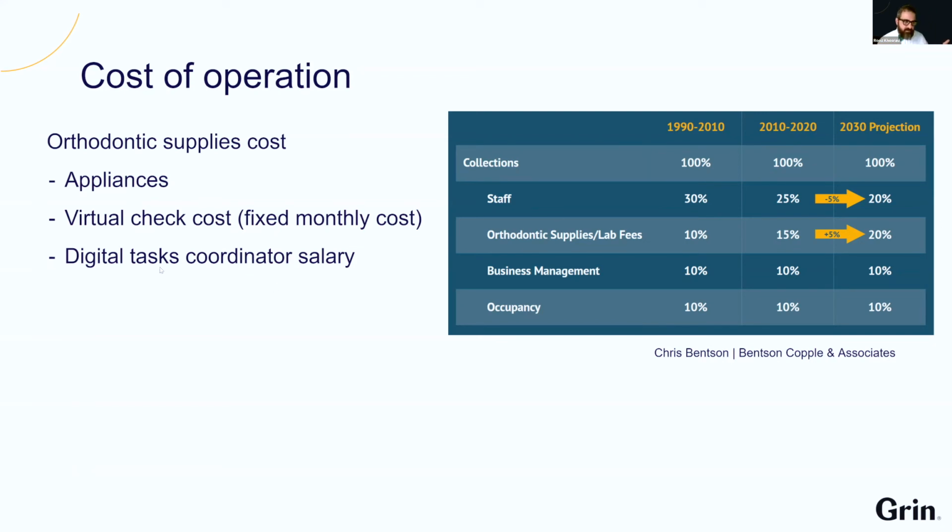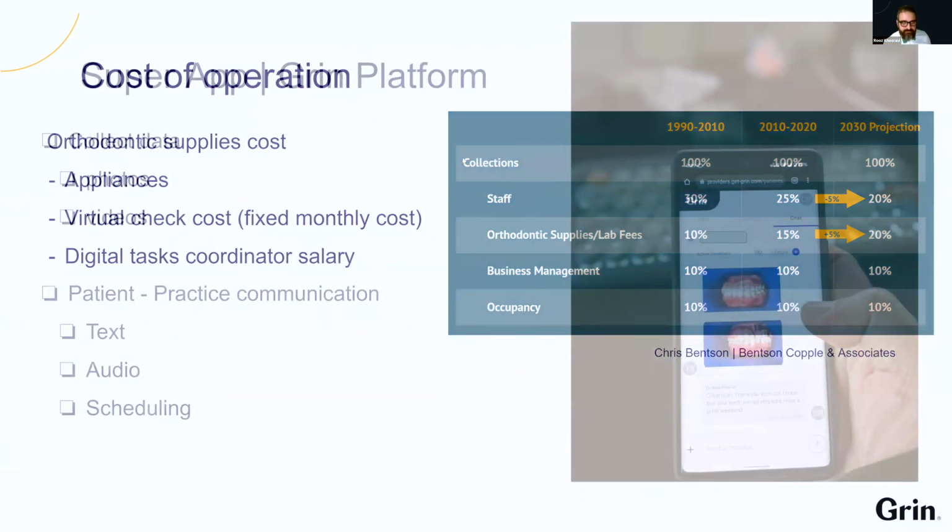And then you have to also think about the digital task coordinator salary. The good thing is that you can get very sharp, bright, young people who maybe don't need a ton of orthodontic skills, and they can run all of these tasks for you. So I put my brain into the custom appliances, I show them that this is what is going to happen, and then they grab it and use it. That way I can basically move the cost from the staff bucket to the orthodontic supplies, but I have to be careful not to overload the orthodontic supplies with the cost.